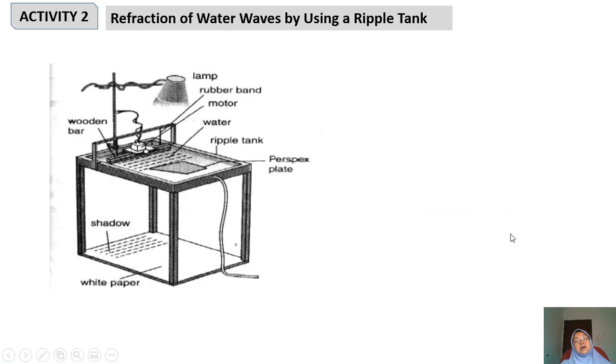This is Activity 2. This is the experiment that we can do in the lab, to study the refraction of water waves by using a ripple tank. So this is a ripple tank. This is the perspex plate or glass plate that will determine the depth of the water in the ripple tank.